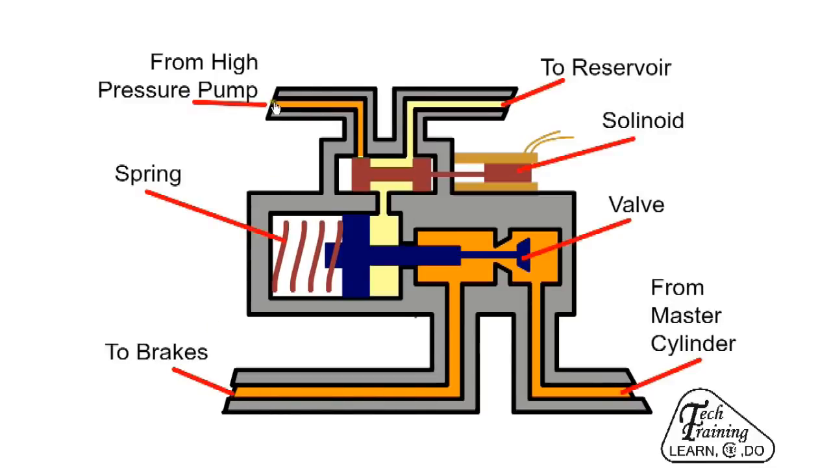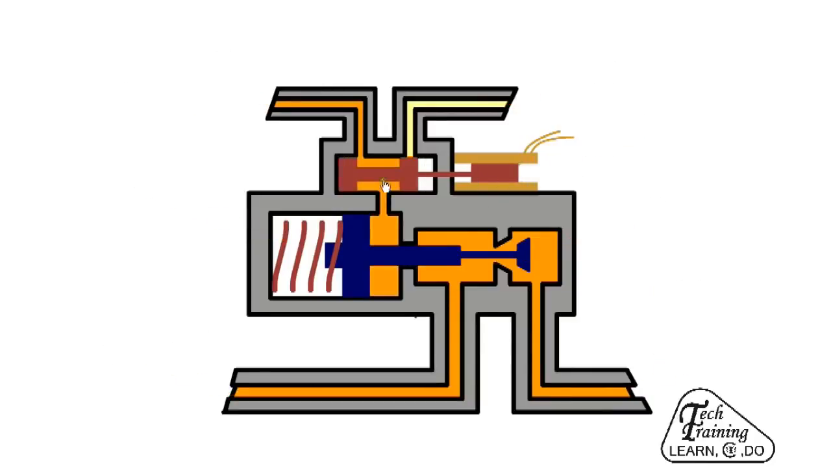At the top left there's a connection to a high pressure pump, and at the top right there's a connection back to the reservoir. Bottom right is the input from the master cylinder, and bottom left is the outlet to the wheel. When the ECU detects that a wheel is on the verge of locking, it activates the ABS solenoid.